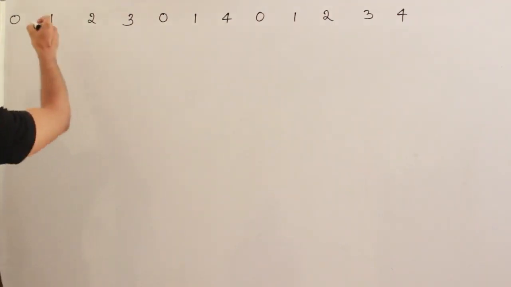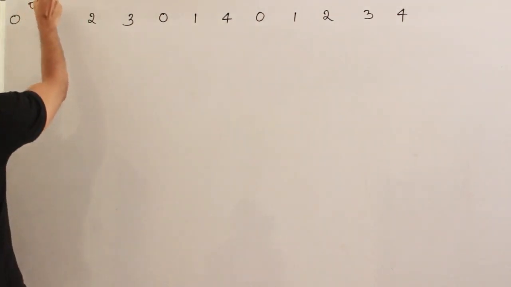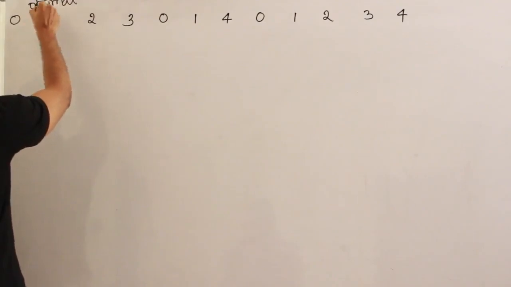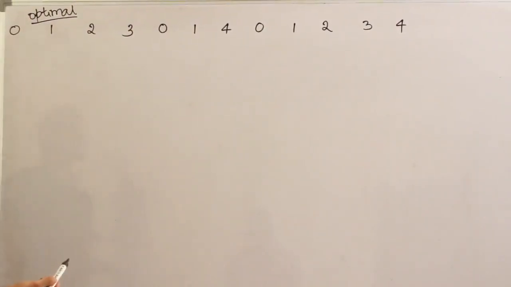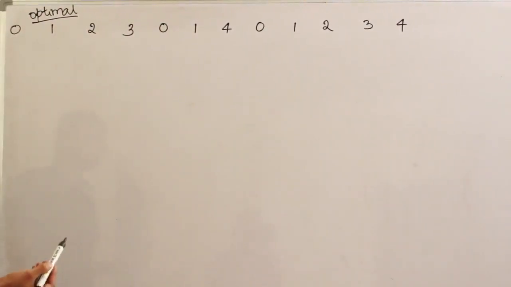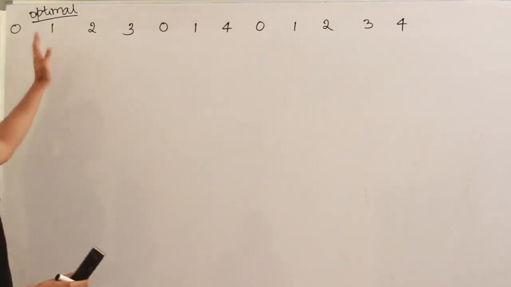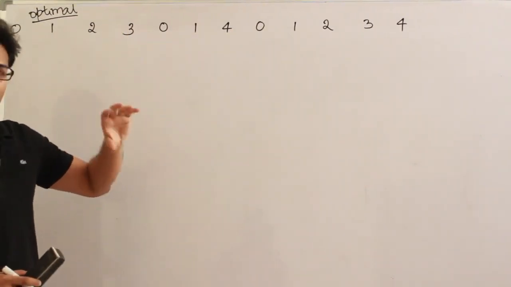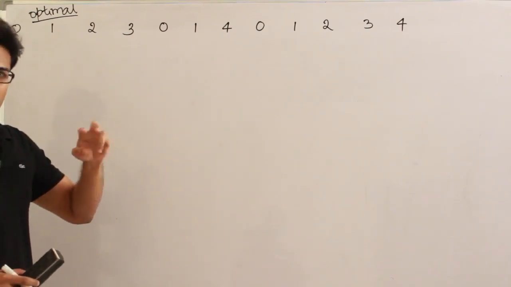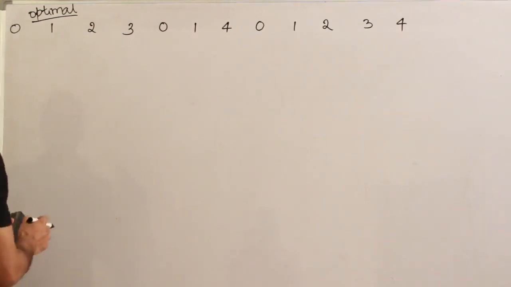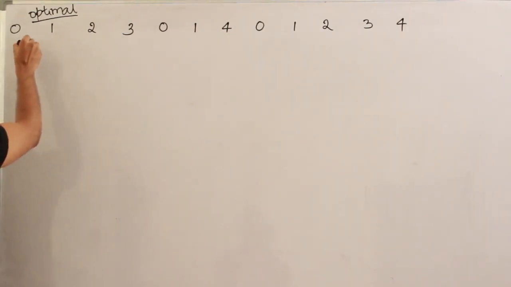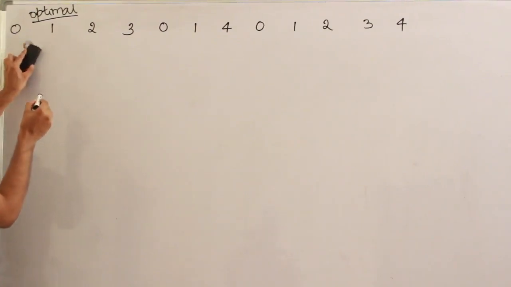So now I'm talking about optimal, and this is the reference string. Now I'll see what the state of the memory is if I have 3 frames. After every reference I'll show you what will be present in the main memory, with 3 frames. So initially when 0 is referred, 0 will be present.